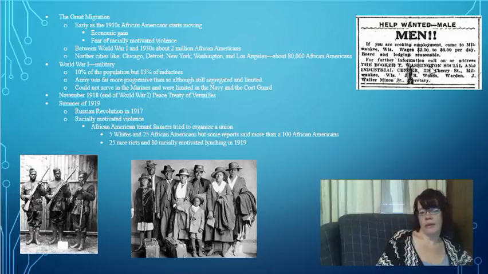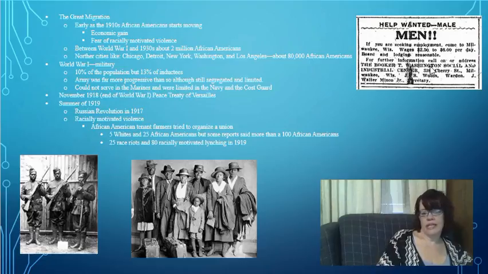In World War I, in the military, 10% of the population was African American, but about 13% of the inductees. The Army was far more progressive than most, although it was still segregated and limited, because African Americans could not serve in the Marines, and they were extremely limited in the Navy and the Coast Guard to menial positions. Excuse me, sorry, I have a cold this week.